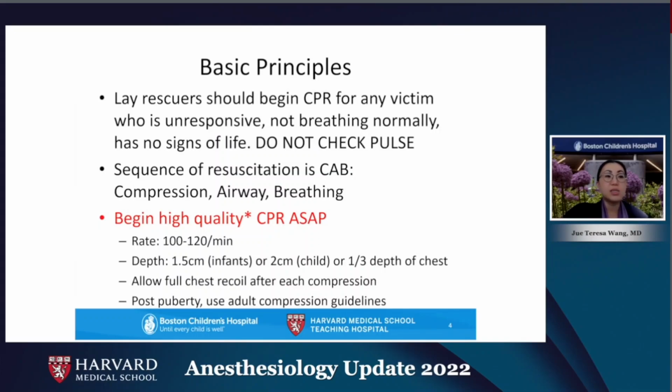Minimize any disruption in CPR, maximizing the chest compression fraction, or the proportion of time that chest compressions are provided, for optimal resuscitation. Allow for full chest recoil between compressions to allow the ventricles to fill, and avoid excessive ventilation, as this can insufflate the stomach and increase the risk of aspiration. For patients who are post-puberty, generally adult compression guidelines are used.